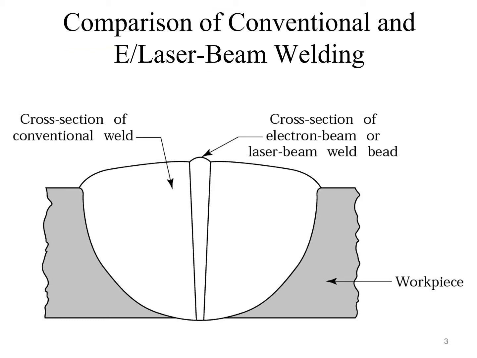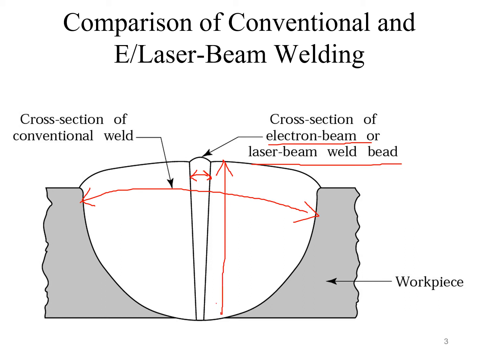Comparison of conventional and electron or laser beam welding. Cross section of conventional welding, cross section of electron beam or laser beam weld. So what is the difference? You can see in case of conventional weld, the weld zone is wider, whereas in case of high energy density beams, these are more focused, and they penetrate to a larger depth due to higher energy density.